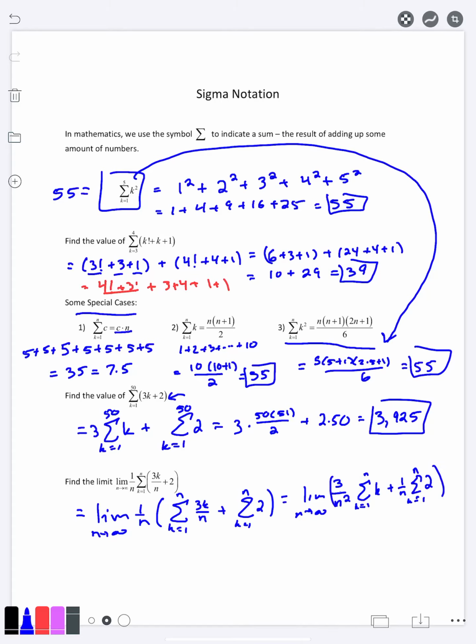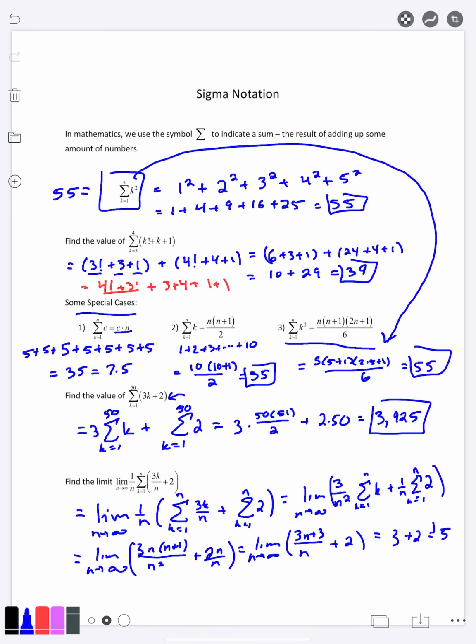And then we can go ahead and use rule 1 and rule 2 again. And we'd have 3n(n plus 1) over n squared plus 2n over n. Do a little bit of algebra here. And if we take this limit, we're going to get 3 plus 2, which is 5.